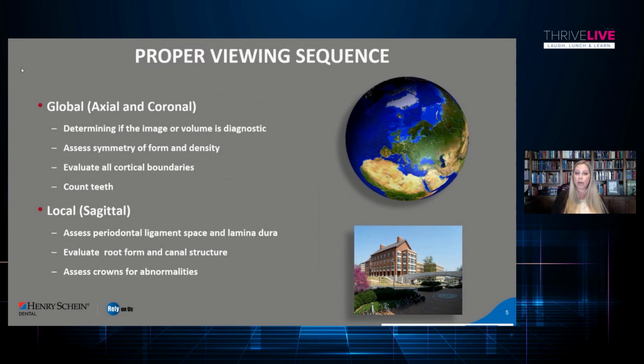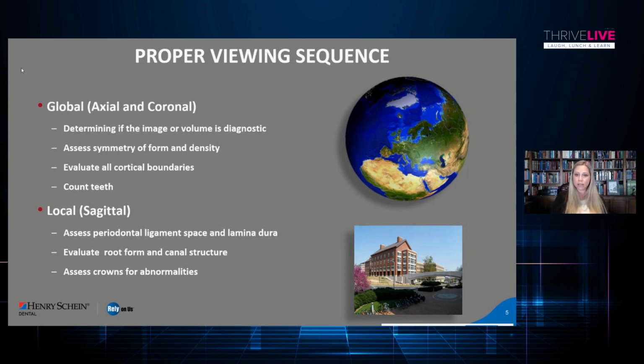And of course, you might want to count the teeth. Make sure that we have the appropriate number, or maybe we have supernumeraries. When I go to look at things a little bit more locally, I use the sagittal sections to do that. And that way I can really look at the periodontal ligament spaces very well, the lamina dura. You can evaluate your root form and your canal structures and assess the crowns for any type of abnormalities.